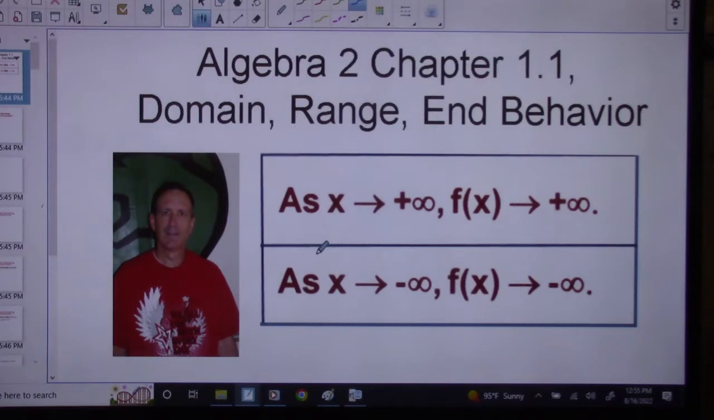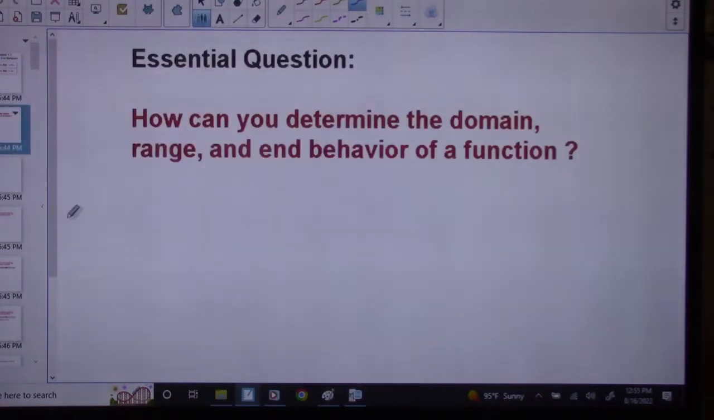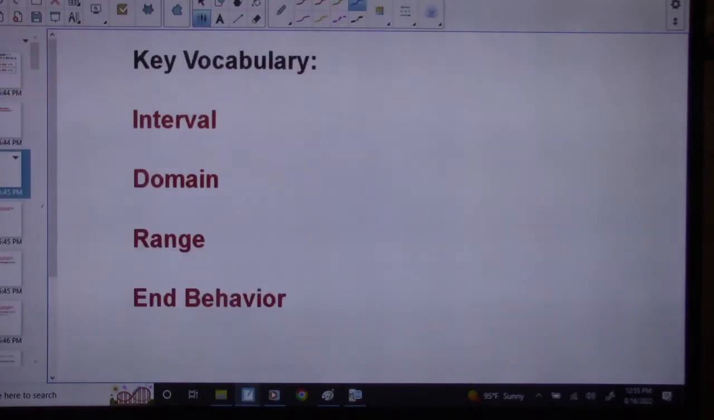Now, domain and range we've talked about with these Algebra 2 builders quite a bit, haven't we, these last few days? But now we're going to be talking about end behavior. Does that ring a bell to anybody what end behavior is? Okay, we're going to find out what it is. Here's the essential question, and it's kind of a rhetorical question at this point. How can you determine the domain, range, and end behavior of a function? So we're going to answer those questions.